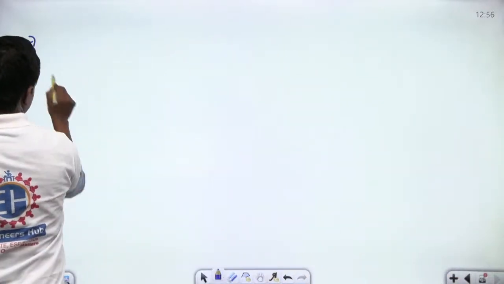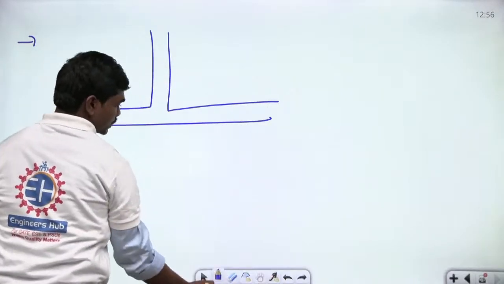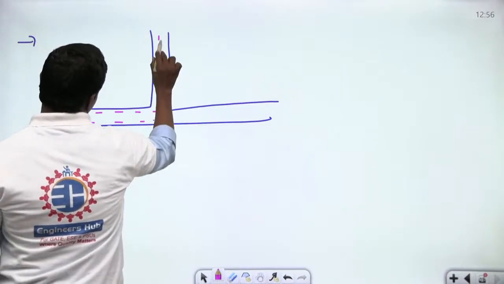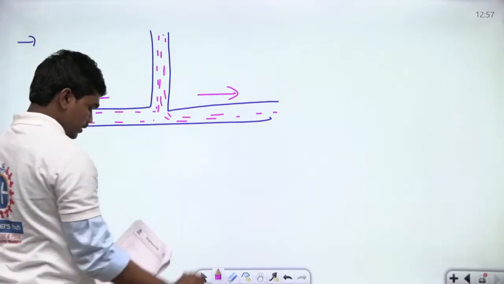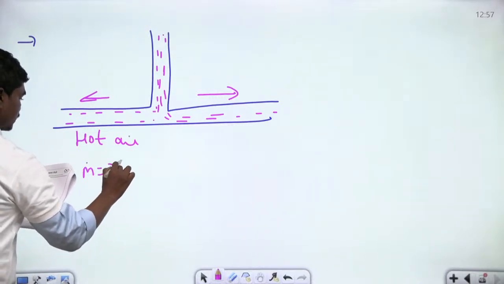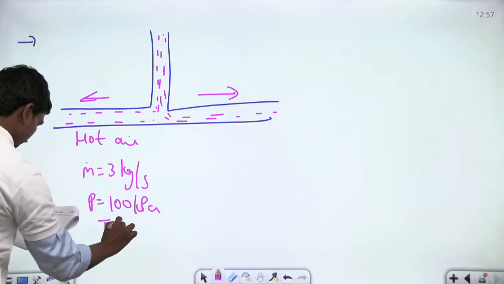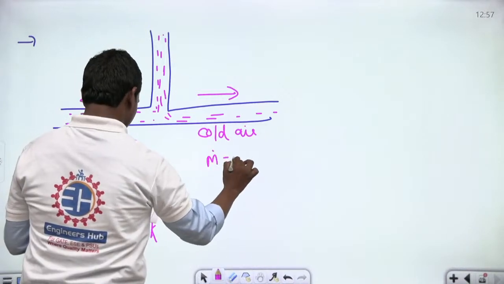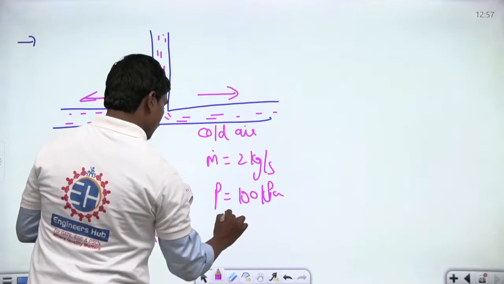So in thermodynamics, we have one more question. Basically, there is some channel coming in this way, and there is some hot air inlet to this. Some air is coming in this way, and again some air is also leaving in this way. So basically, the flow of air is divided into two streams like this. Here there is hot air: m dot is 3 kg per second, P is equal to 100 kilopascals, and of course T is equal to 340 Kelvin. Similarly, for cold air, m dot is equal to 2 kg per second, pressure is equal to 100 kilopascals, and temperature is equal to 240 Kelvin.